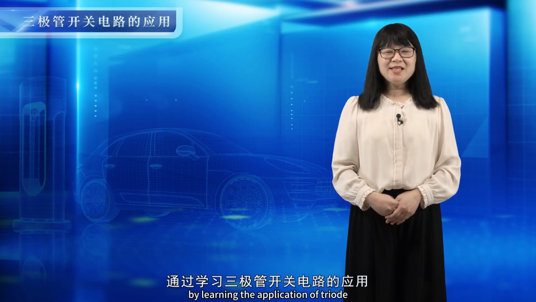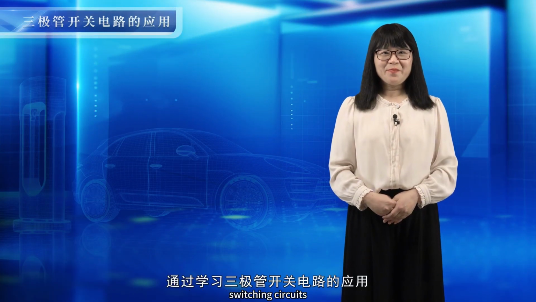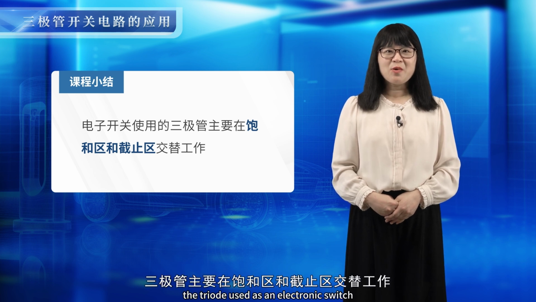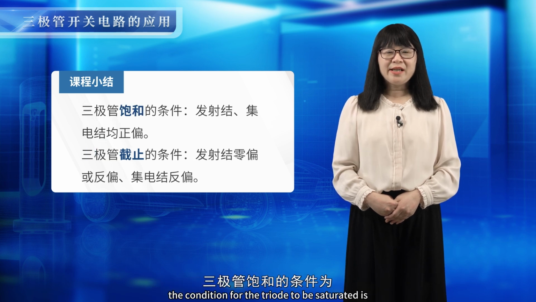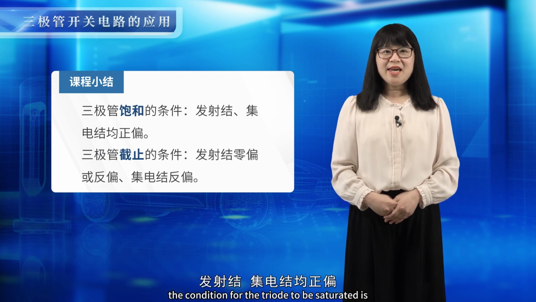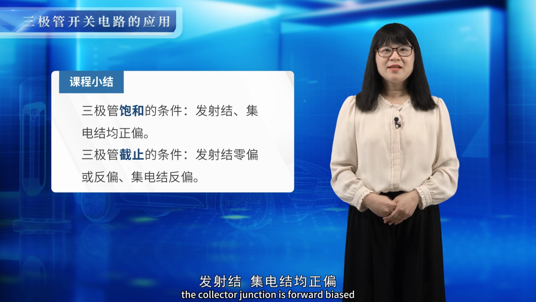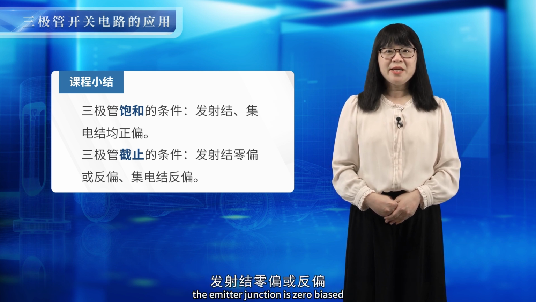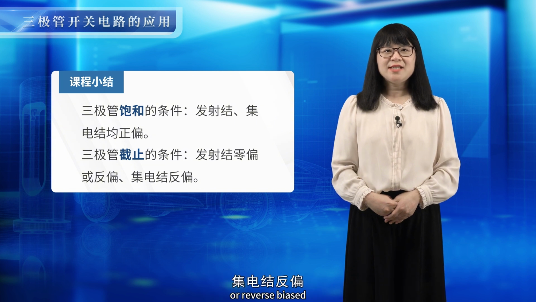By learning the application of triode switching circuits, we know that the triode used as an electronic switch mainly alternates between the saturation and cut-off regions. The condition for the triode to be saturated is that the collector junction is forward biased. The condition for the triode to be cut off is that the emitter junction is zero biased or reverse biased, and the collector junction is reverse biased.